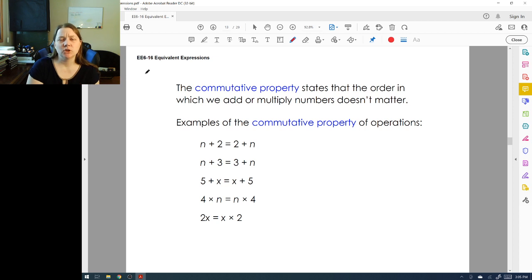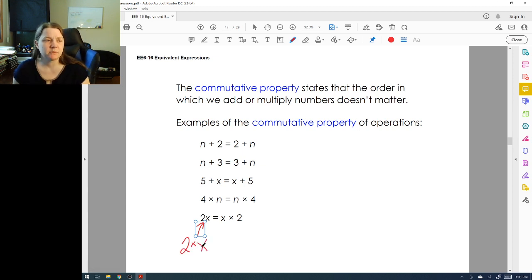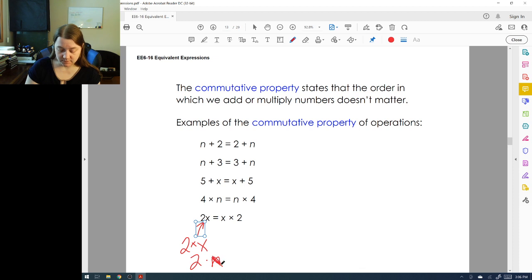Now that last one looks a little bit different, but don't let it scare you. Remember that no sign means multiplication. So you could also write that as 2 times x. But look at all those x's in there. It's starting to get confusing. Maybe you're going to write it as 2 dot x, which is the same thing as multiplication. Or you can just write it as 2x.